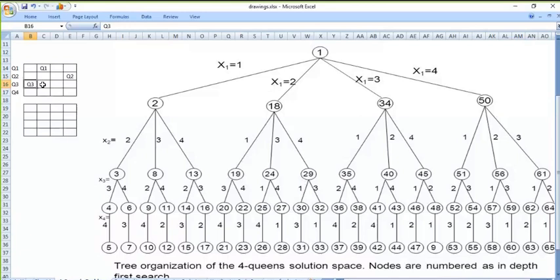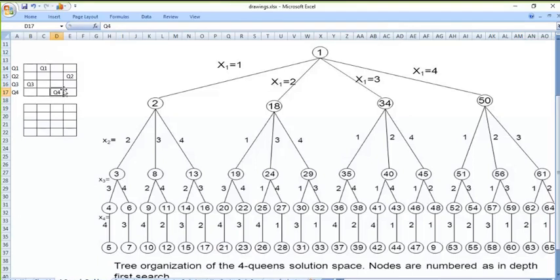Then next we have to look for Q4. What are the possibilities for Q4? Suppose we keep it on the first column, no, we cannot keep it because Q3 is already there. So the next is the second column. On the second column we have Q1, which is not a valid position. Then next is the third column. If we keep Q4 on the third column, is it a safe position? Let us try to see here.